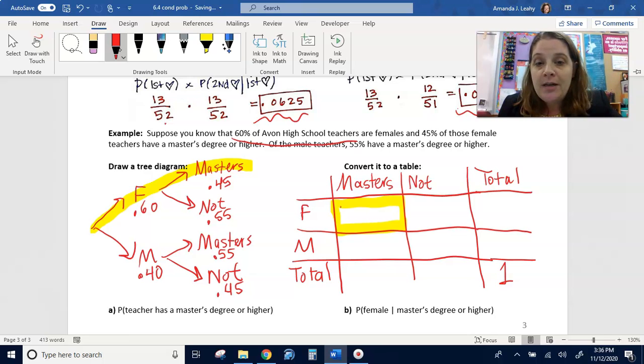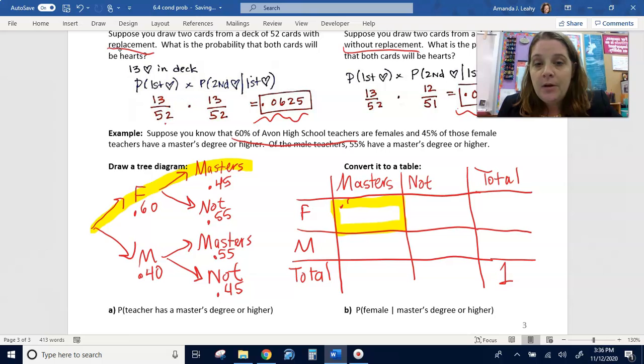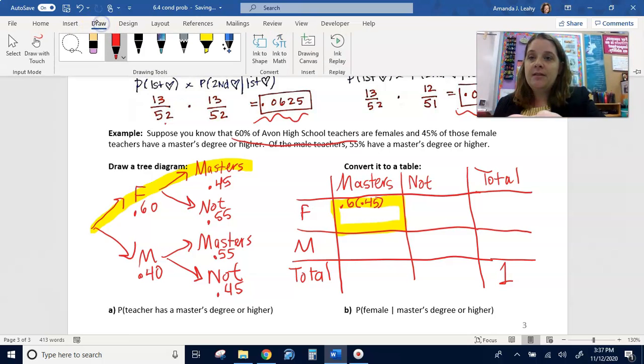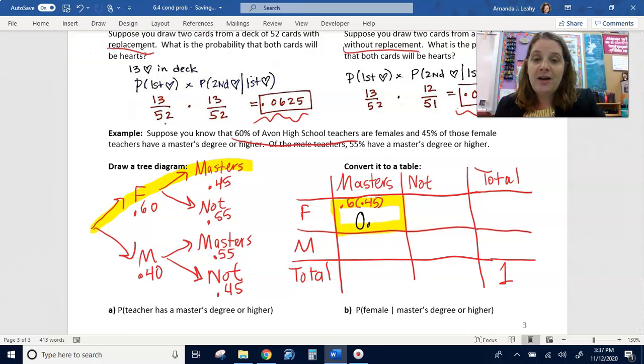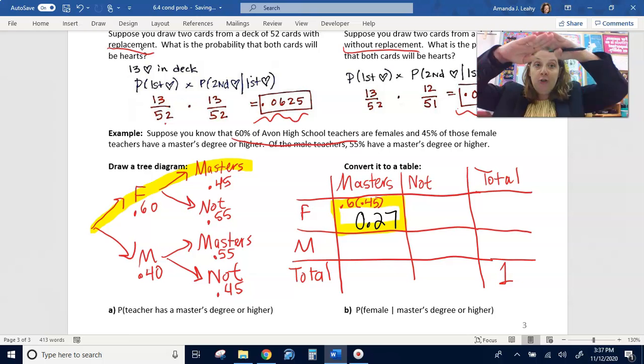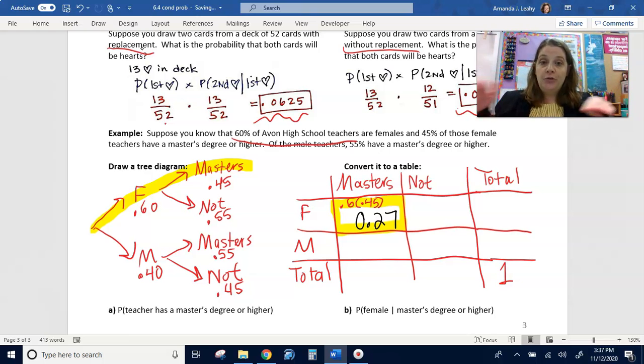I like to put it right here at the top of the table, but you could also show it out to the side of your tree. So I'm going to go 0.6 times 0.45, and multiply down that branch of the tree. And then inside that box, I'm going to write what that product is. So 0.6 times 0.45 gives me 27%. So 27% is the intersection. That is, out of the whole school, the percentage of people who are female and have a master's degree.